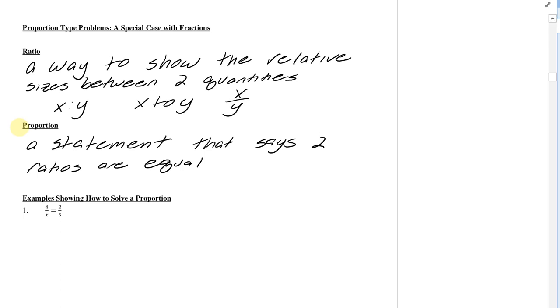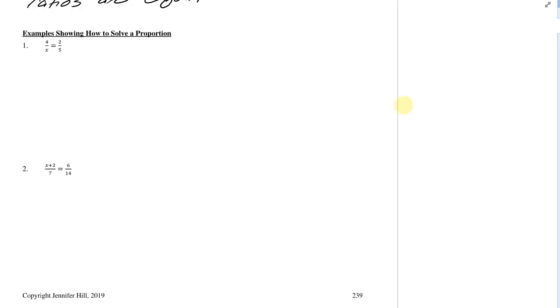So now what I want to do is talk about how to actually solve proportions. Moving down to the two examples just below, I can show you how to do this. When you're solving proportions, it's a very easy way to solve these, because it's one fraction equals another fraction. That's what's telling you it's a proportion. And the nice thing with this is you can do this cross multiplication like this.